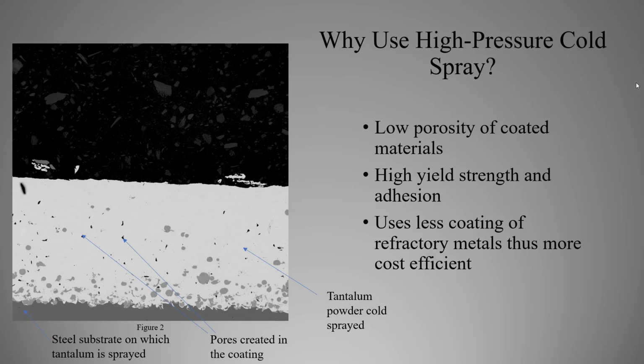In my research, tantalum is sprayed on a stainless steel substrate using the high pressure cold spray method. Cold spray enables the tantalum powder to be sprayed on the steel substrate without melting. The particles of the powder are sprayed on the substrate using a gun with a nozzle which has very high speeds, which results in a good bonding between the coating and the substrate.